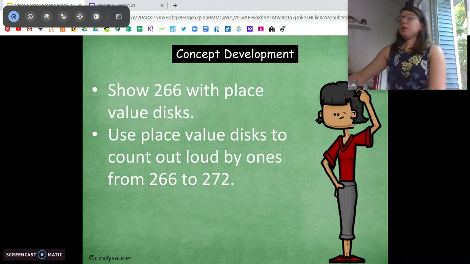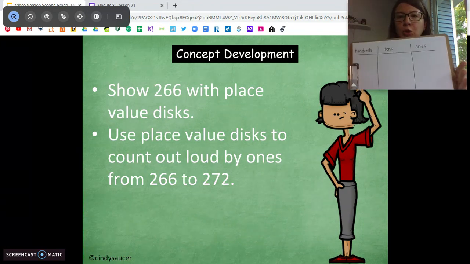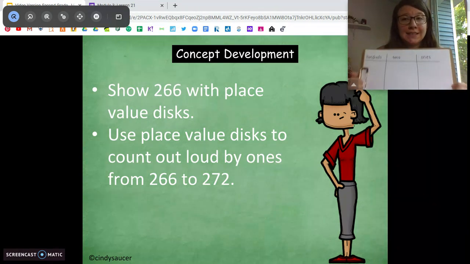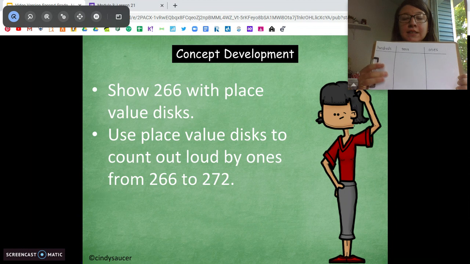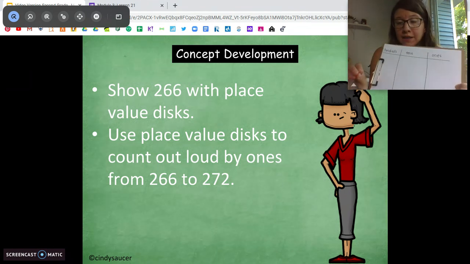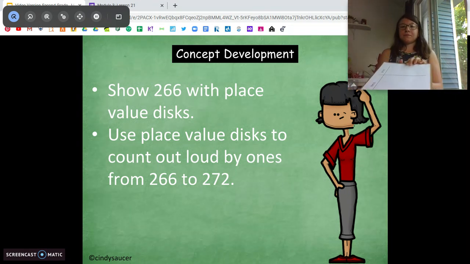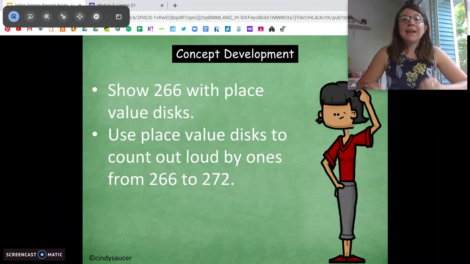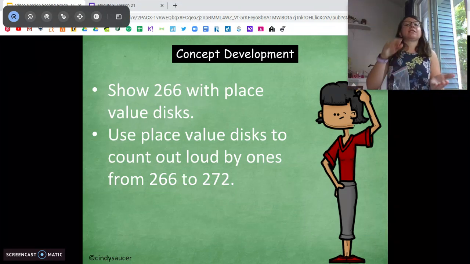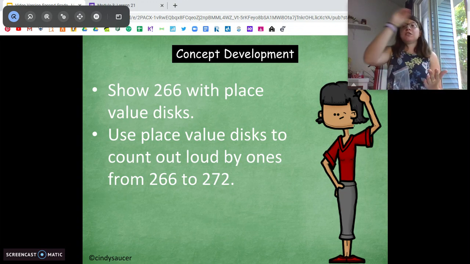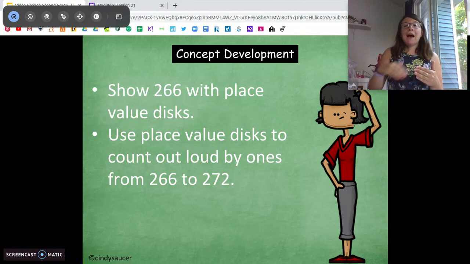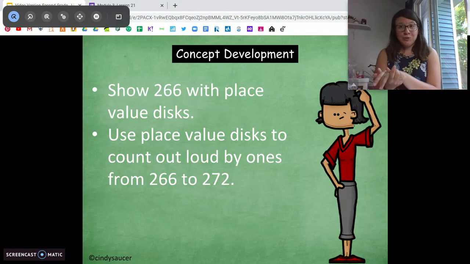So take out your place value chart, and I want you to start with making the number 266. Make 266 on your place value chart now. Pause the video, do that. Come back when you're ready. So from here, we're going to count out loud. You're going to count with me, and you're going to use your place value discs to count from 266 to 272. We're going to count by ones from 266 to 272.